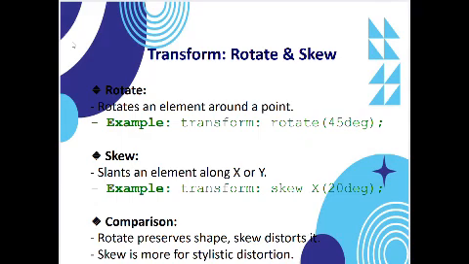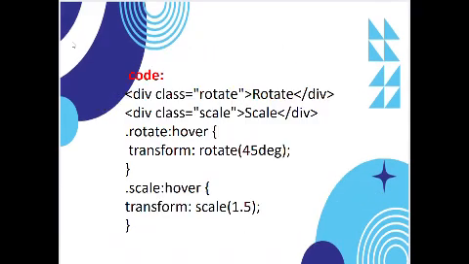Let's compare both rotate and skew. Rotate preserves the shape, skew distorts it. Skew is more for stylistic distortion. Let's see the example code. This is also the same. Rotate on hover to 45 degrees, which means rotate by 45 degrees, and the skew means it slants along the x-axis by the given value.